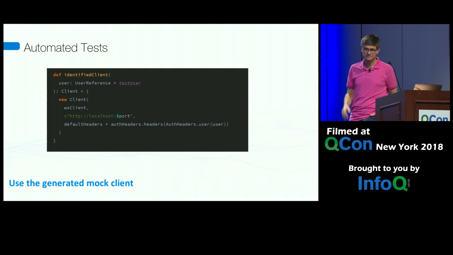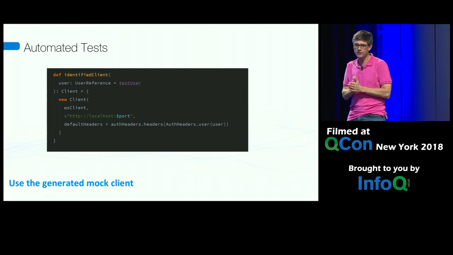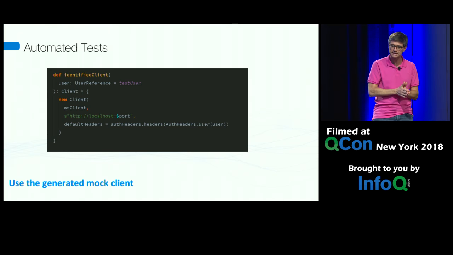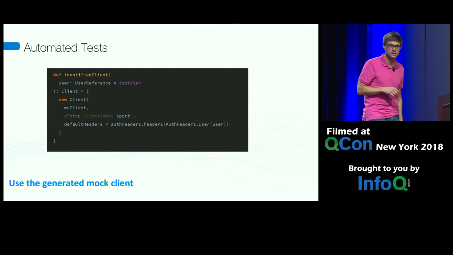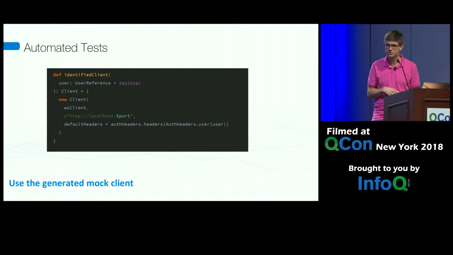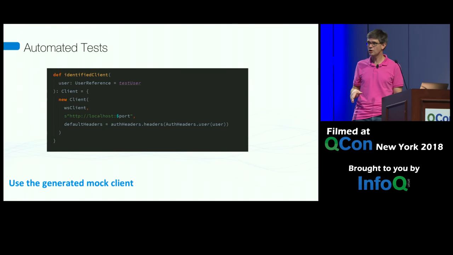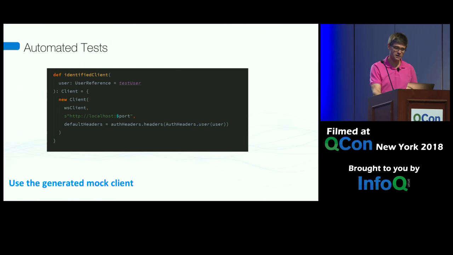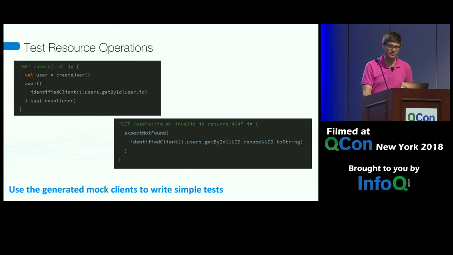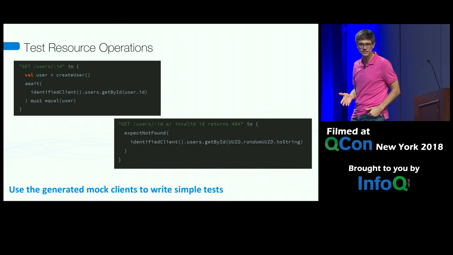Great, testing. So here's an example of how to create an instance of our mock client for testing. We're getting a new client. In Play, they use dependency injection, so we grab an instance of WS client from Play. The URL is localhost $port. $port is where our integration test is running. And here we put some auth headers to identify as a user. Pretty basic stuff. But what this enables is real tests that look like this.